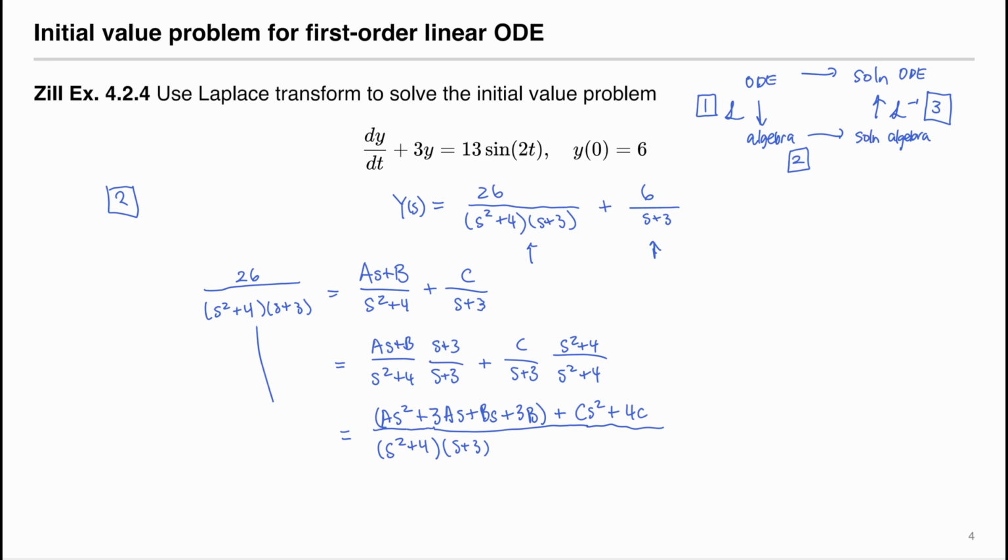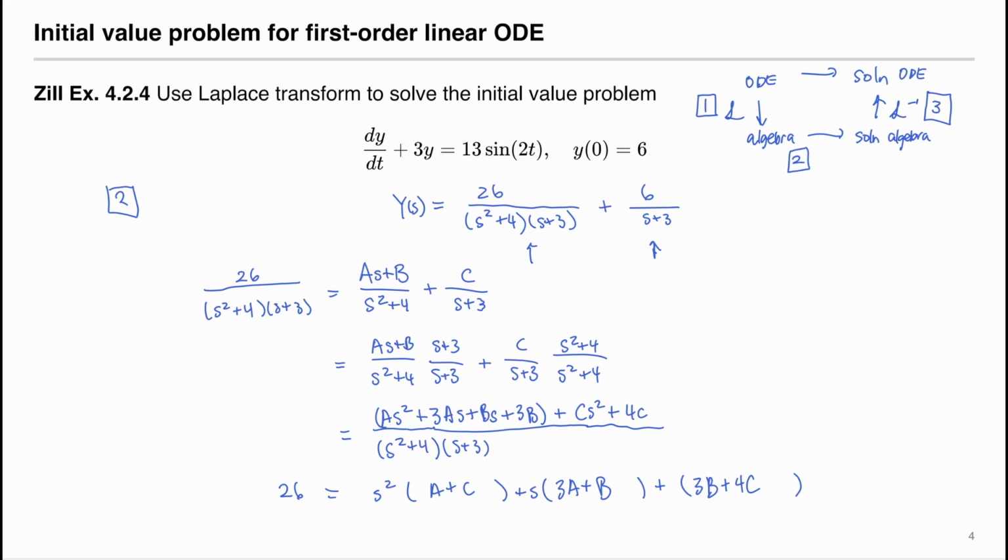And then we see that the denominators are the same, so we can equate the numerator. 26 equals to, let us extract the coefficients. We have second order, first order, and constants. Second order, we have a plus c. For s, we have 3a plus b. And for constant, we have 3b plus c.